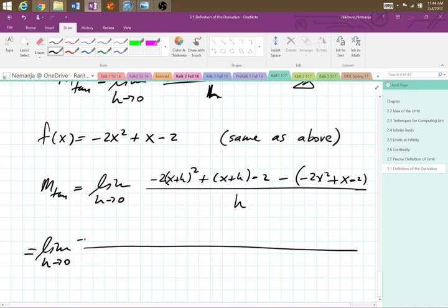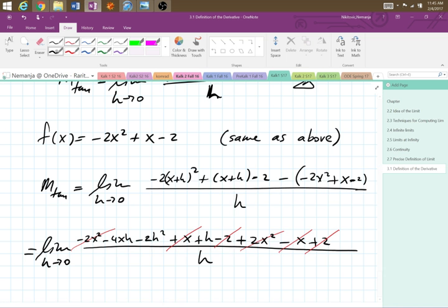We have negative 2x squared minus 4xh minus 2h squared plus h plus x plus h minus 2 plus 2x squared minus x minus 2, over h. Why did I write 4x squared? It's supposed to be 2x squared. So now, minus 2x squared plus 2x squared, gone. Positive x, gone. Negative 2, positive 2, gone. And look what's left. Only terms with h.